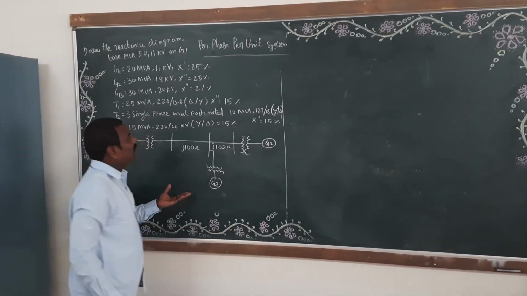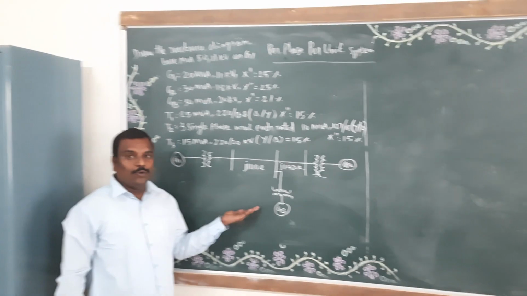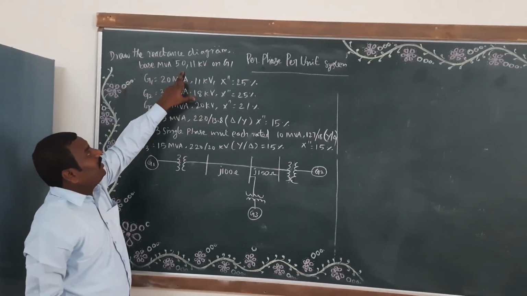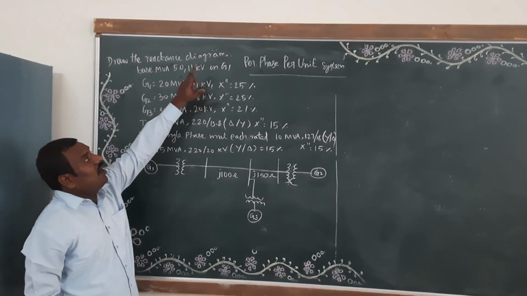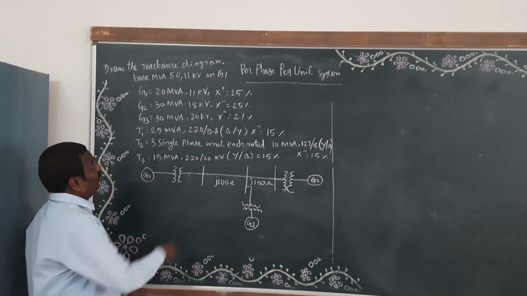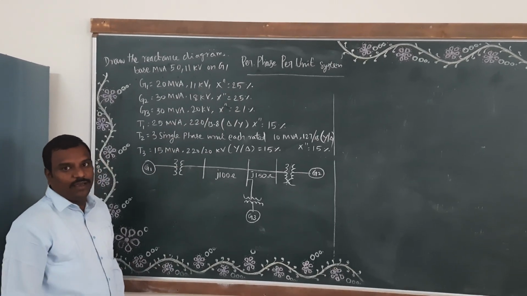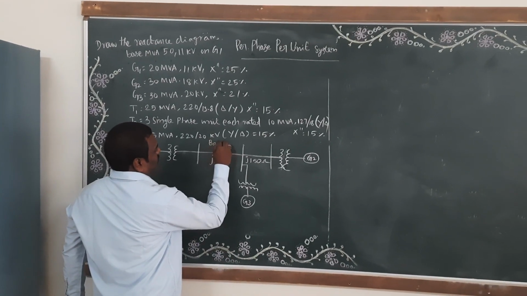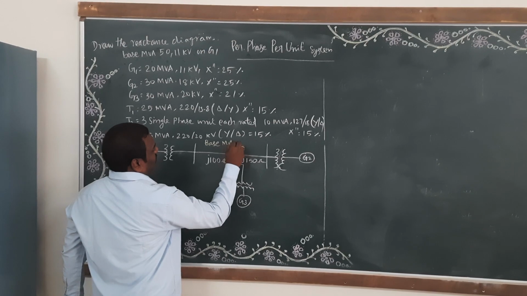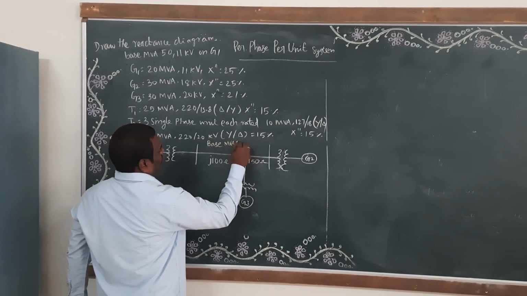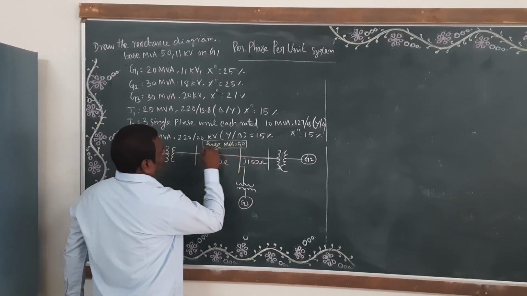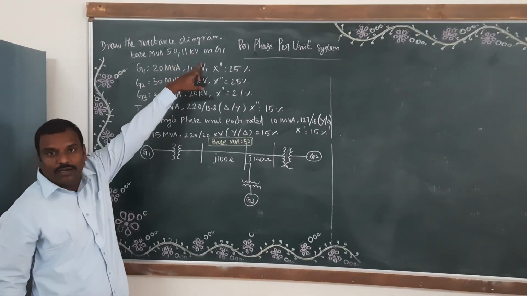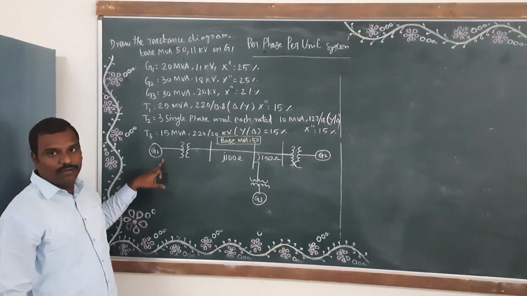We come to this problem. What we are supposed to do is draw the reactance diagram with the base MVA of 50 and 11 kV on generator 1. So they told us to select the base MVA as 50. So I can write here base MVA is 50. And where from do I have to start? Can anyone tell me? They specified on generator 1. So from generator 1 I have to start.